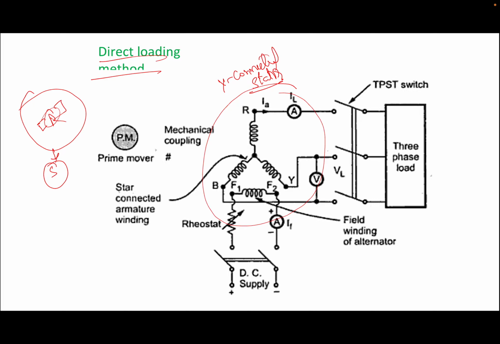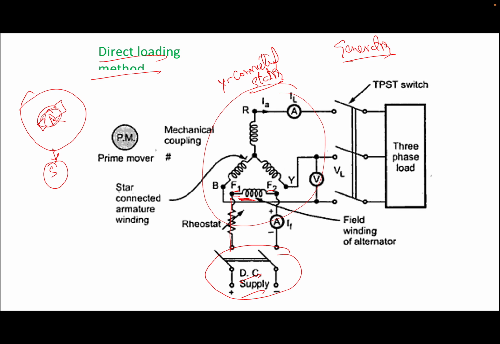Now the stator is connected with which supply? I'm discussing the generator, which converts mechanical energy into electrical energy. There is a stator as well as a rotor. The rotor is nothing but the field winding, F1, F2. This field winding is always excited with a DC supply.